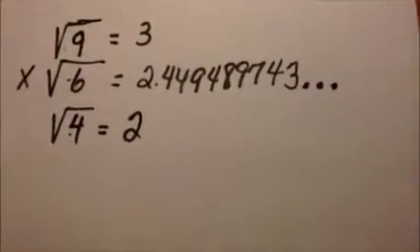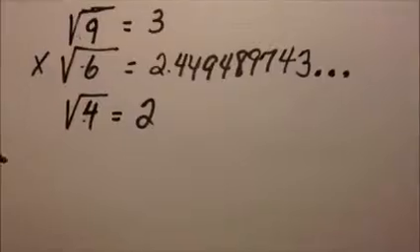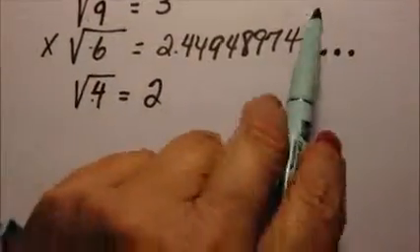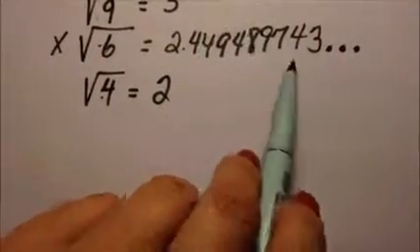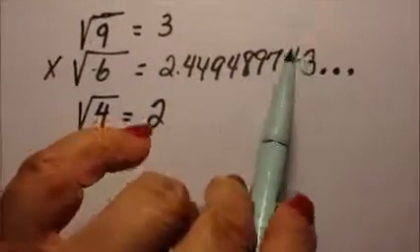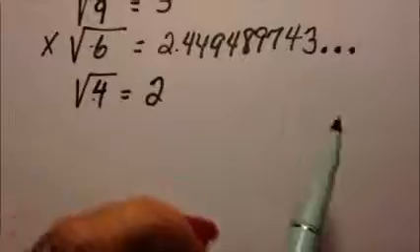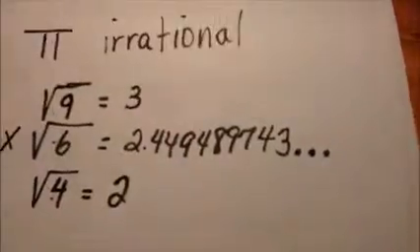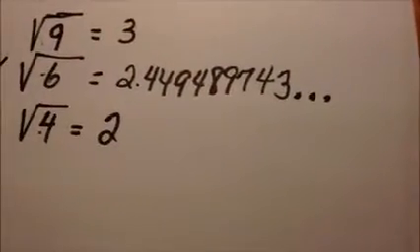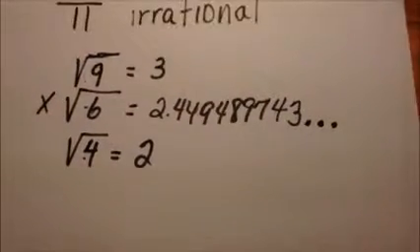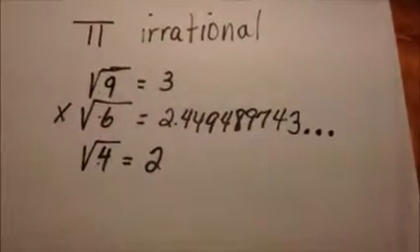Now I can put those 3 dots afterwards, which means I don't want a bar over it because nothing repeats. I need these after it because it's not an exact decimal that ends with that 3. It goes on forever and doesn't repeat. So those are non-terminating, non-repeating decimals.